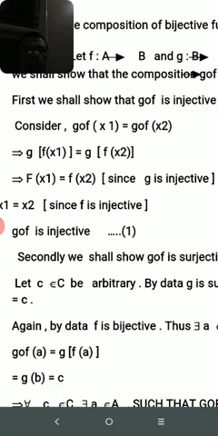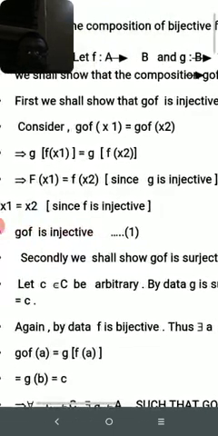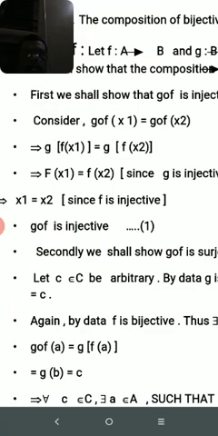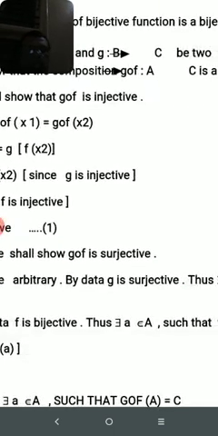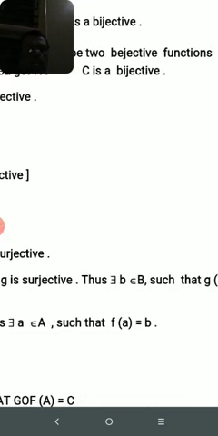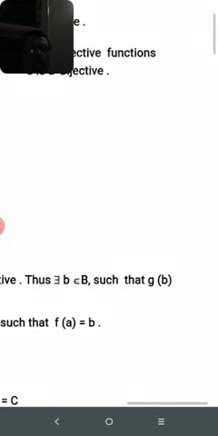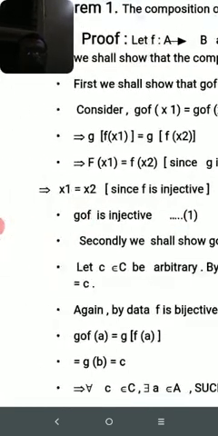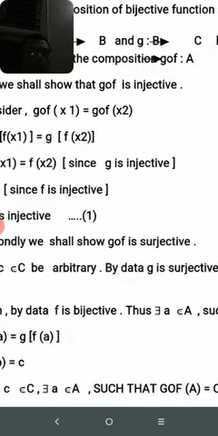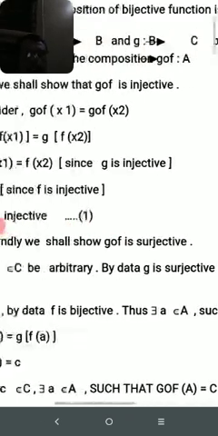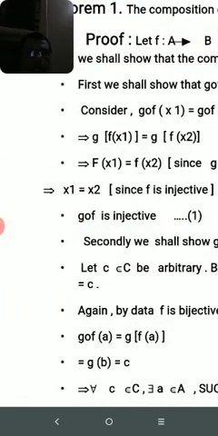And secondly, we shall show that g∘f is surjective. Let c, an element of the set C, be arbitrary. By data, g is surjective. Thus there exists b, an element of set B, such that g(b) equals c. Again by data, f is bijective. Thus there exists a, an element of set A, such that f(a) equals what? b. Therefore g∘f(a) equals g(f(a)).